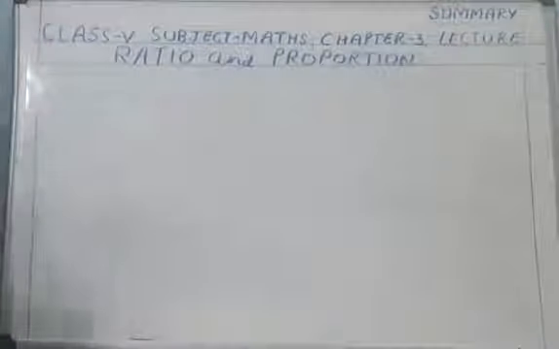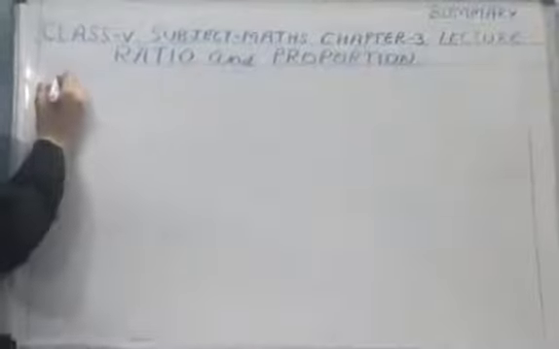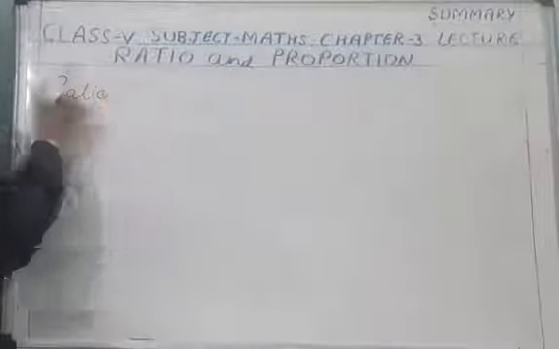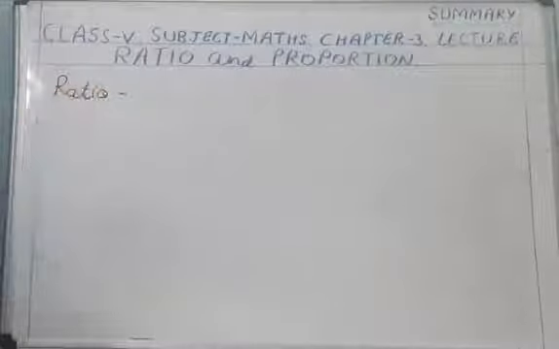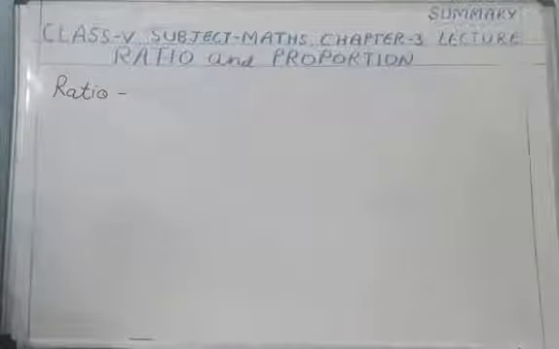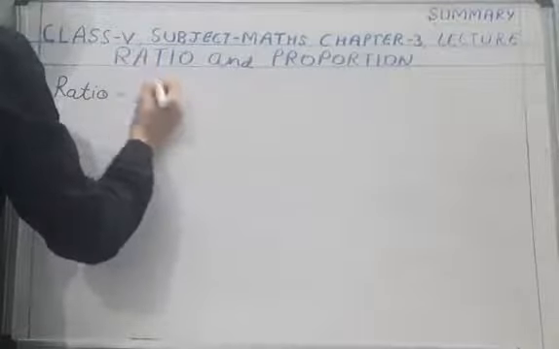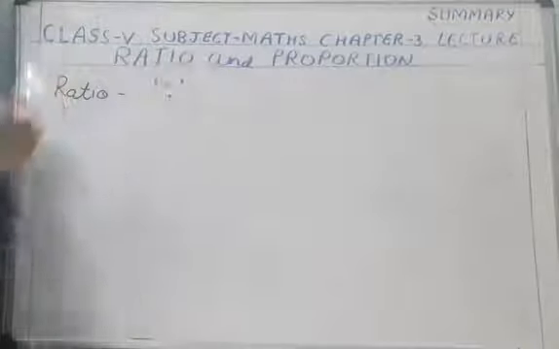So let's move to our first topic, ratio. Ratio is a comparison of same quantities by division method. Usually the symbol used for this is this one. This is the symbol we are using for ratio.